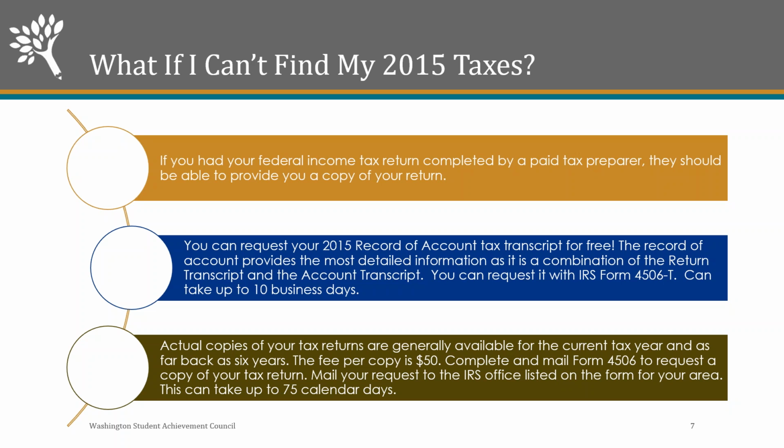Now, if you need an actual copy of your tax return, which you will not need for the FAFSA, but if you need it for your own records, you can order that online through the IRS. It's $50, and you'll need to complete a different form. It's IRS form 4506 to request this return. This can take up to 75 calendar days, so you want to make sure to order that record of account to make sure they have the information you need for the FAFSA. You don't need a copy of your tax return for the FAFSA, but if you need one for your own records for another reason, I just want to make sure that information was in there for you.